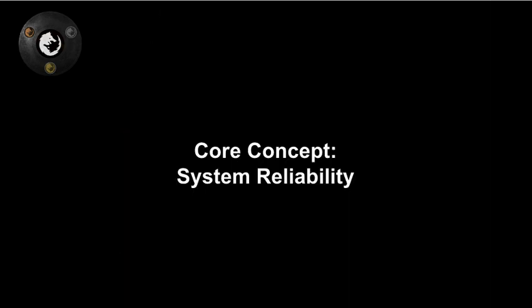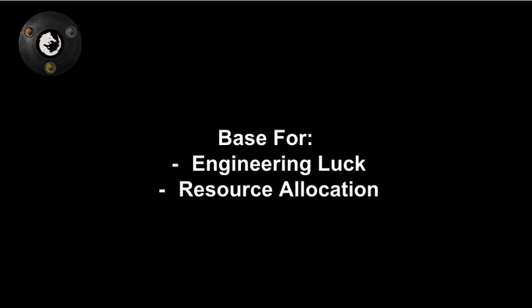The core concept today in this video is system reliability. One of the most important concepts. A lot of great first principle thinkers are always thinking in terms of system reliability, and it is the base for upcoming videos. Engineering luck. You have to understand the concept of system reliability in order to understand how to engineer luck, as we call it. And resource allocation. How do you properly allocate resources? You need to understand system reliability in order to have the most efficient allocation of resources given whatever you want to accomplish.